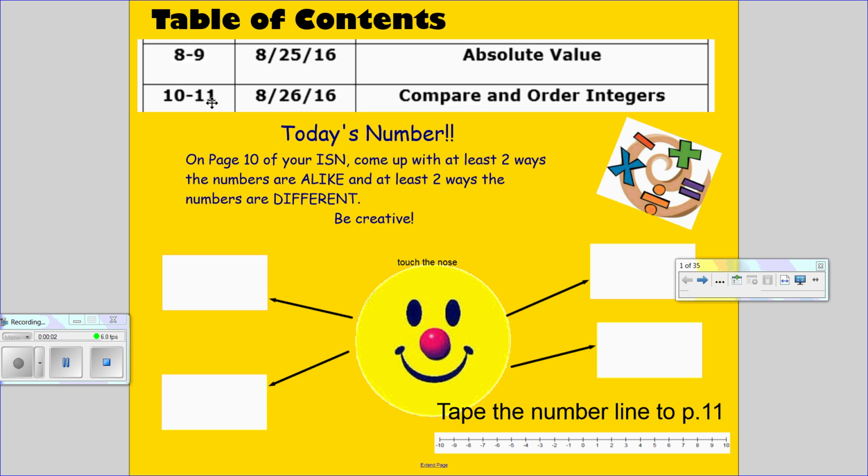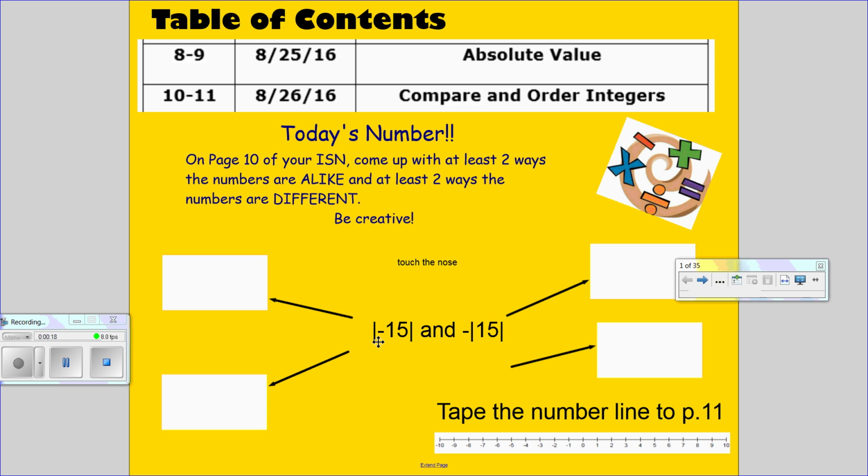Today we're going to talk about comparing and ordering integers. Before we do that, let's talk about our number routine. In our number routine, come up with at least two ways the numbers are alike and at least two ways the numbers are different. So we have two numbers here.